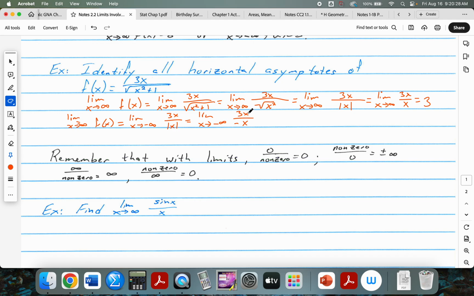Now when you divide x by x and get 1, we get that this is negative 3. This function has two different horizontal asymptotes. So the horizontal asymptotes are y equals 3 and y equals negative 3.